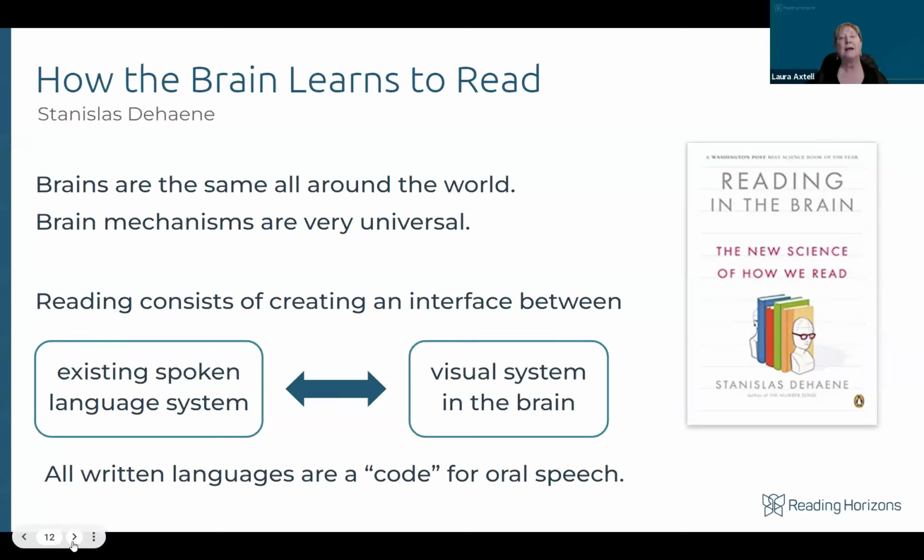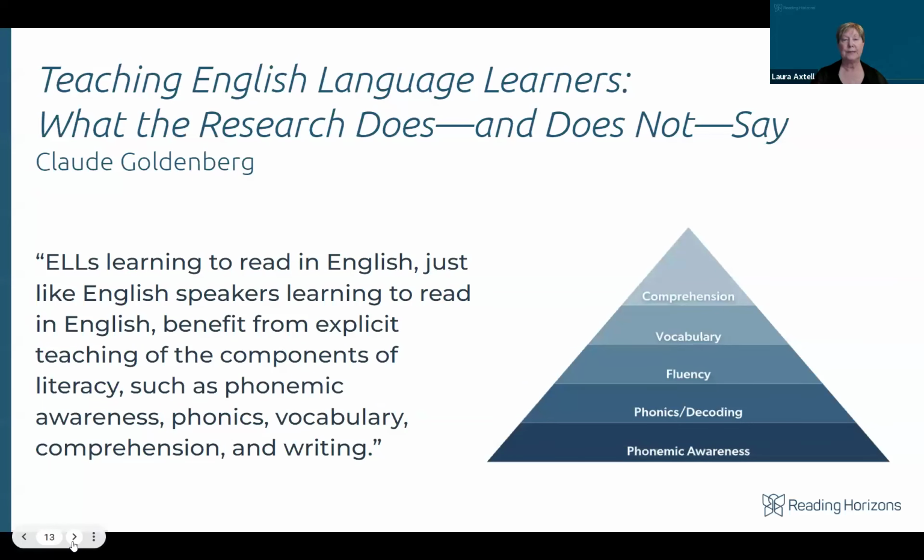And so because of that, when we have this code, this written code, that's why we call it decoding and encoding. So decoding is reading, encoding is spelling, because we have to have an understanding of that particular code. And the other good news here is that students who are learning to speak English, just like English speakers, learn to read the same way.